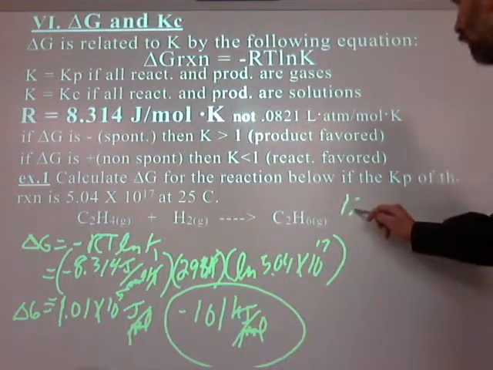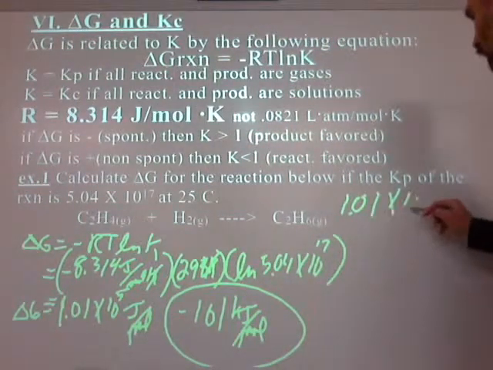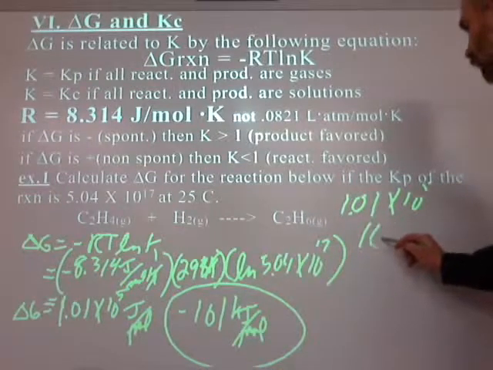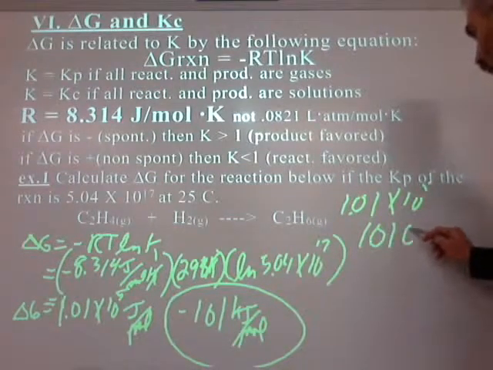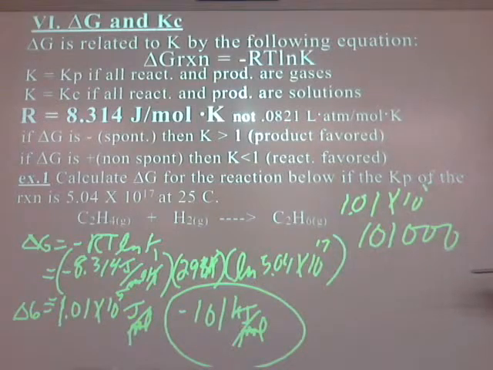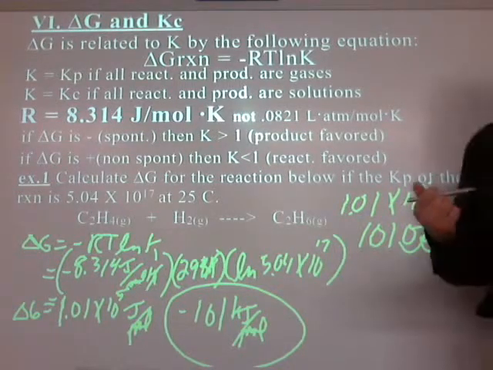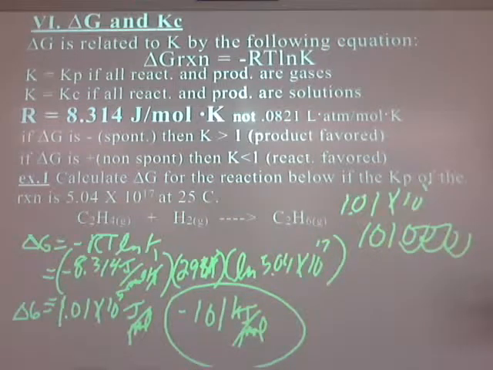Yeah, 101. No, 1.01 times 10 to the 5th is 101,000, correct? And joules to kilojoules would be divided by 1,000. Yeah, that's right, that's correct. Hey, don't get me. I'm usually the one that makes the dumb math mistakes. I'm right this time, for once.